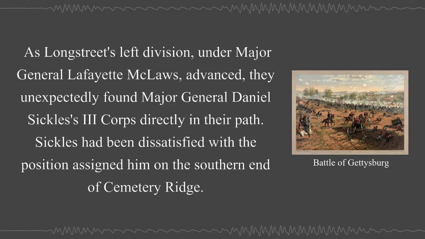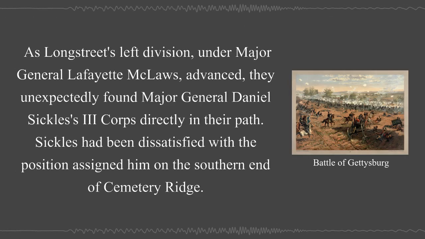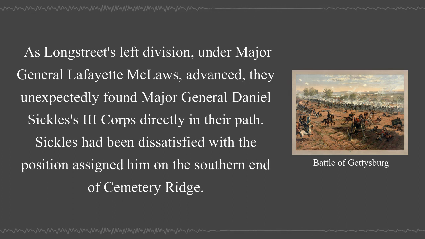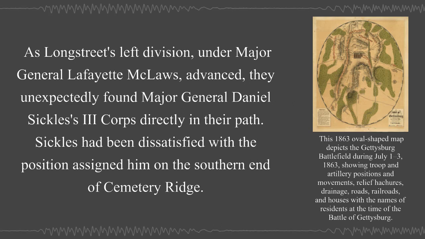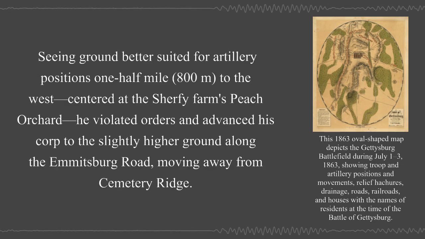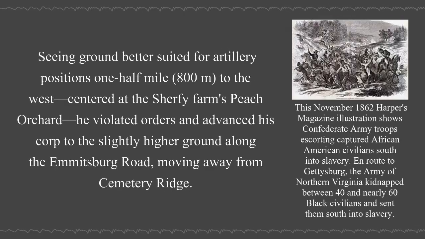As Longstreet's left division, under Major General Lafayette McLaws, advanced, they unexpectedly found Major General Daniel Sickles's 3 Corps directly in their path. Sickles had been dissatisfied with the position assigned him on the southern end of Cemetery Ridge, seeing ground better suited for artillery positions 1/2 mile, 800 m to the west, centered at the Sherfy Farm's peach orchard.